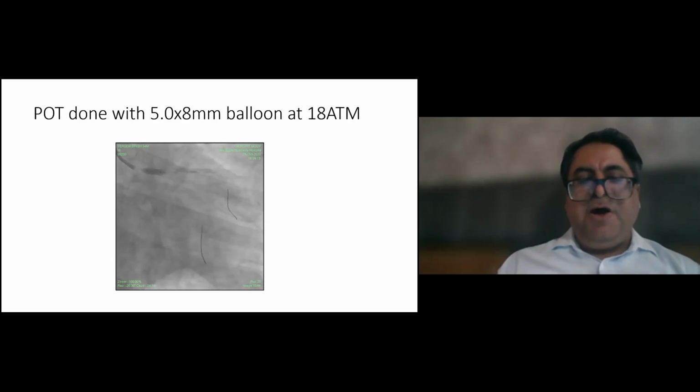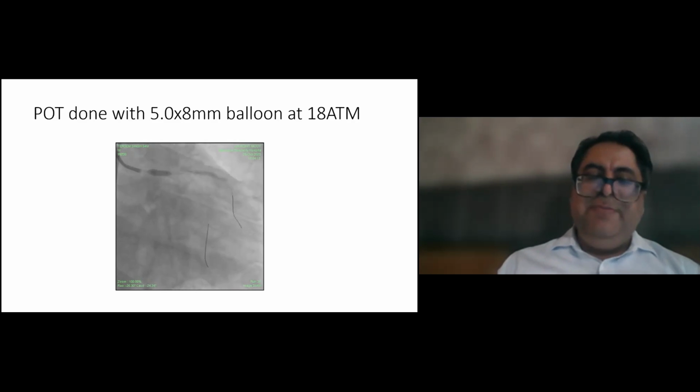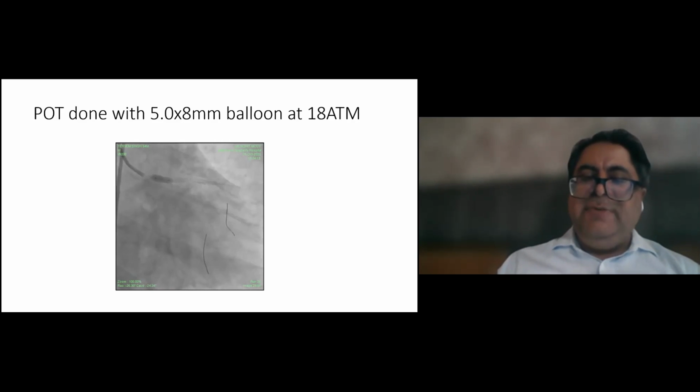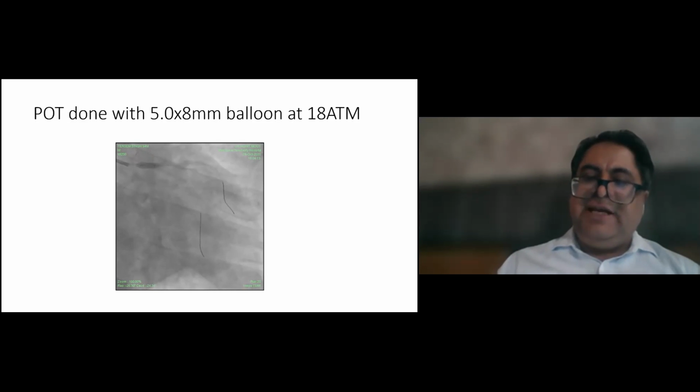You could see the position of the POT balloon is very important when we do POT in the left main. The distal carina, which we make, should be at the distal end of the POT balloon. It should not go beyond the carina, and it should not be very proximal also. It is a very important point to place it very precisely.